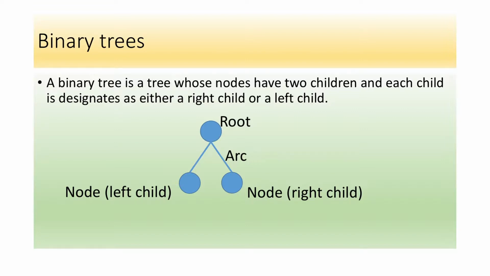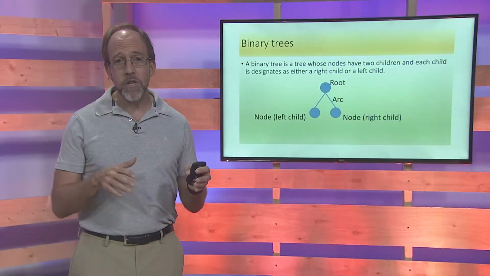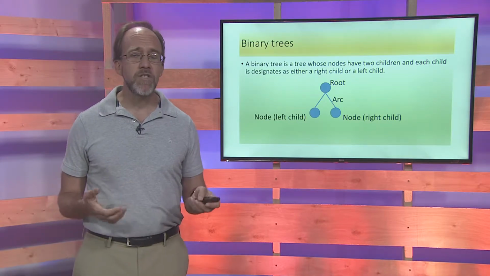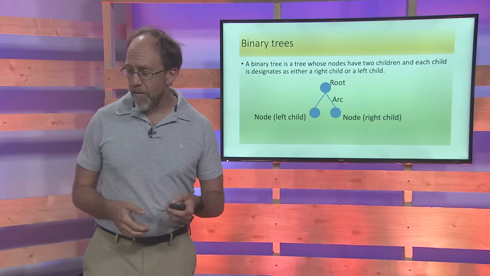We can call them the left child and the right child. We can call them the left or the right. You're going to see a lot of different ways that it's done, but I usually like to call the child nodes of any of the parents the left and the right. So I may say left child and right child, or I may just say the left and the right.